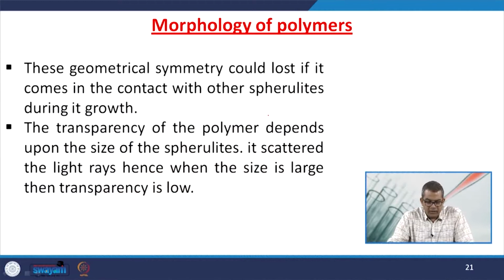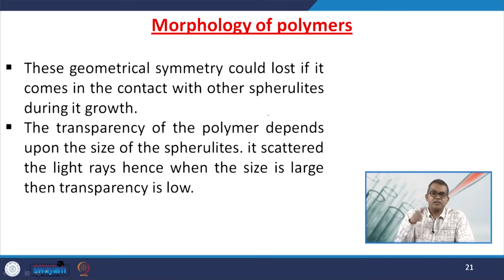Now, spherulites grow with different nucleating centers. If one grows without any disturbance from the contact of neighboring spherulites, it can attain a spherical structure with high geometric symmetry. Now, this is, you can say, a very stable structure. This geometrical symmetry could be lost if it comes in contact with other spherulites during its growth.